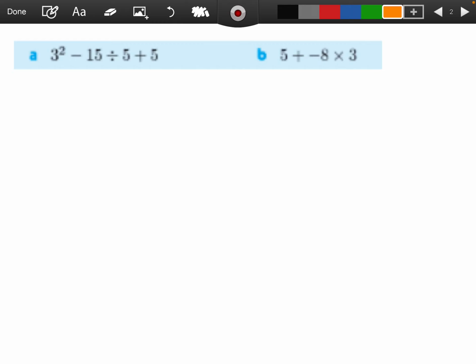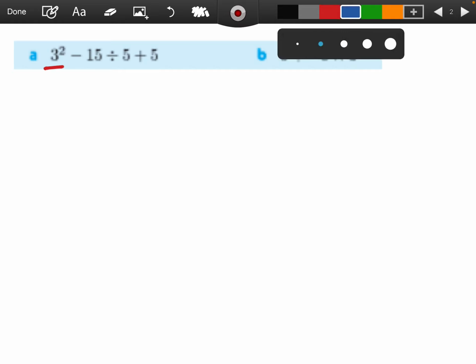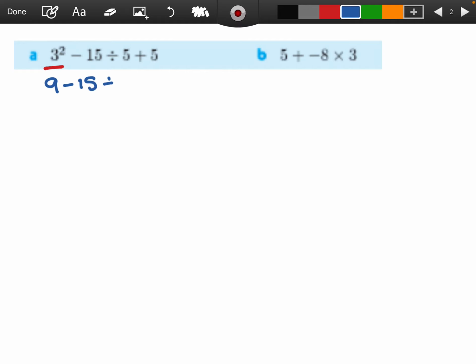First up, 3 squared minus 15 divided by 5 plus 5. We look at that and we say, okay, brackets, no brackets. So we move on to exponents. This is the first piece that we will do. That is the only piece we are going to do in this first step. We are going to solve that 3 squared to give us 9, and then we are going to write everything else about the question down.